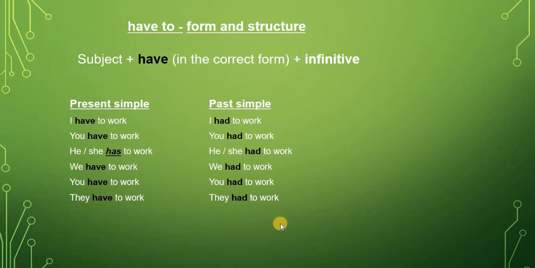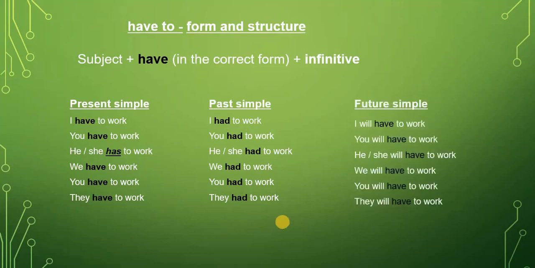And now, let's look at the future simple. Can you guess what the form of this is? So here it is. I will have to work. You will have to work. He, she will have to work. We will have to work. You will have to work. And they will have to work. So here we add the auxiliary verb will. Alright? It's the same for all of them.